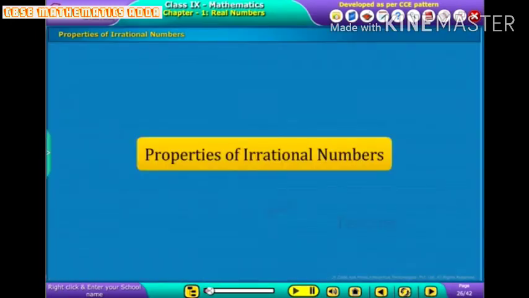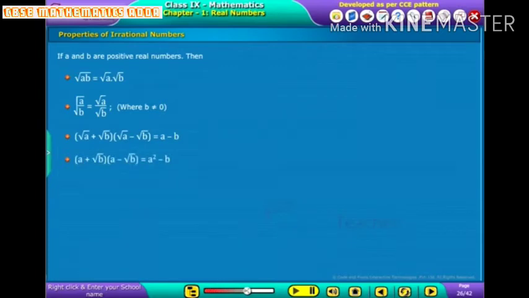Let us list out some types of properties which are useful in various ways. If a and b are positive real numbers, then root ab is equal to root a into root b. Root a by b is equal to root a by root b, where b not equal to 0. Root a plus root b into root a minus root b is equal to a minus b. A plus root b into a minus root b is equal to a square minus b.